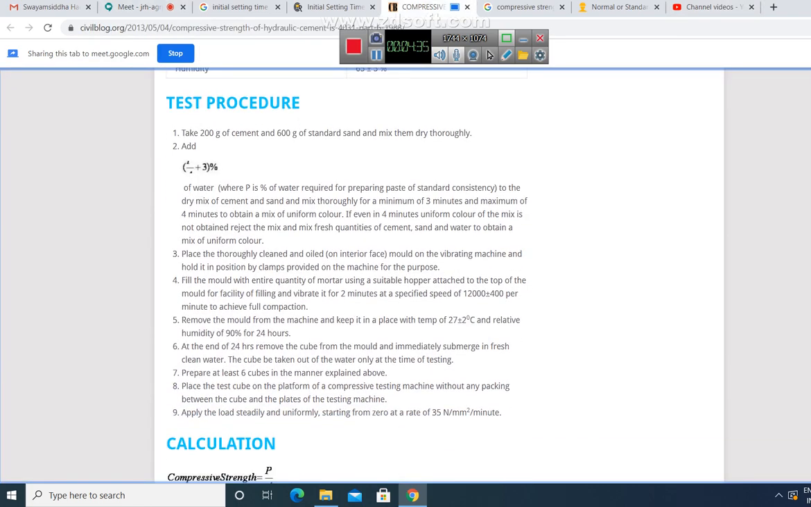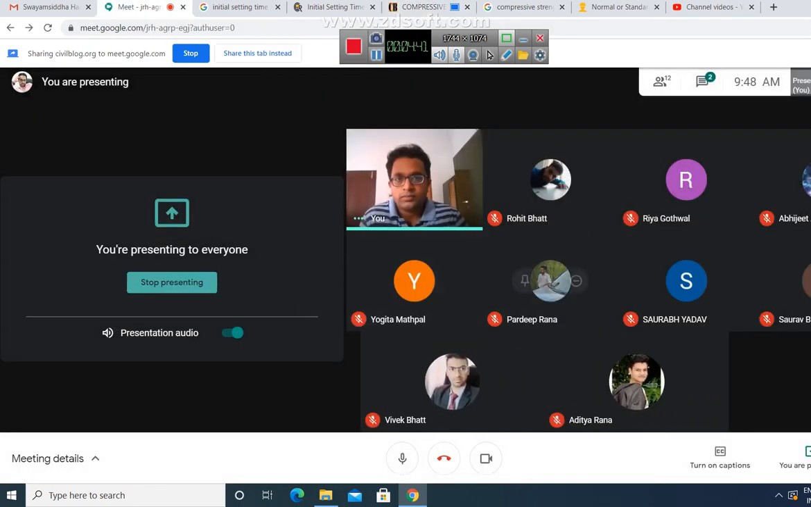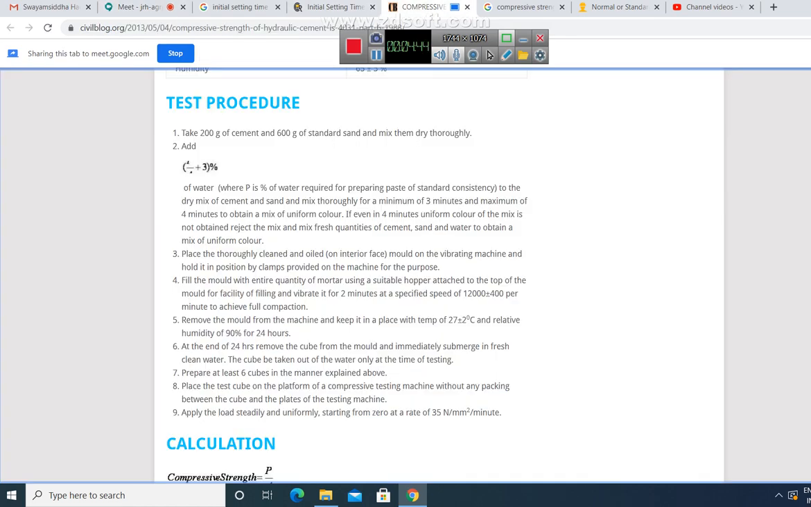Now place the thoroughly cleaned and oiled mold on the vibrating machine and hold it in position. Then fill the mold with the entire quantity of mortar using a suitable hopper attached to the top of the mold for facility of filling, and vibrate it for 2 minutes at a specified speed. Now remove the mold from the machine and keep it in a place with a temperature of 27 plus or minus 2 degrees centigrade and a relative humidity of 90% for 24 hours.